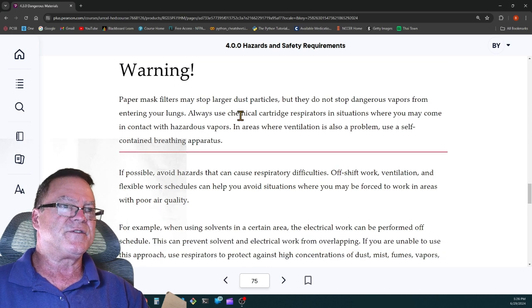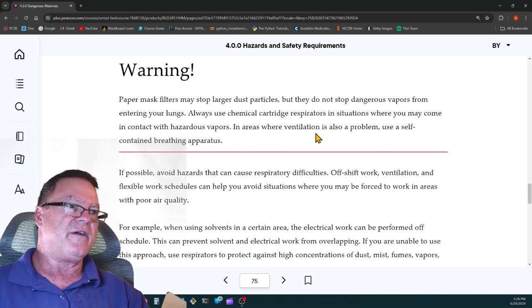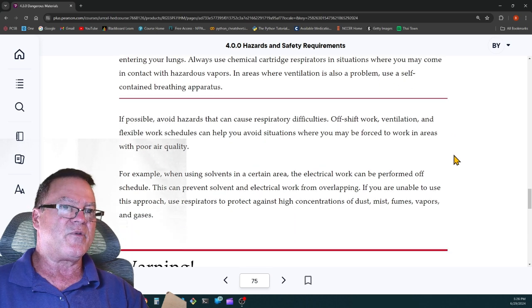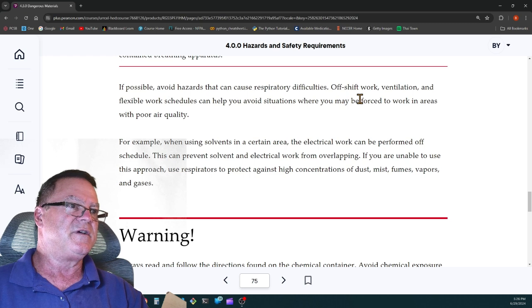Warning, paper mask filters may stop larger dust particles, but they do not stop dangerous vapors from entering your lungs. Always use chemical cartridge respirators in situations where you may come in contact with hazardous vapors. In areas where ventilation is also a problem, use a self-contained breathing apparatus. If possible, avoid hazards that can cause respiratory difficulties.